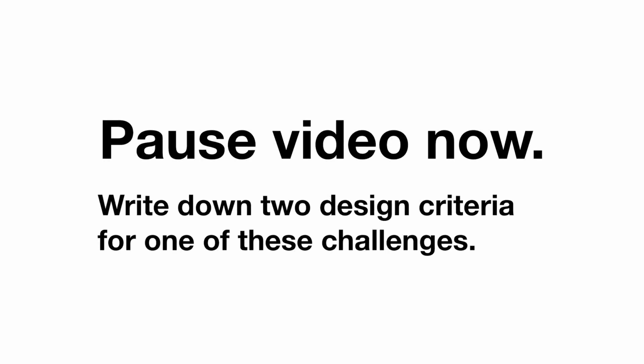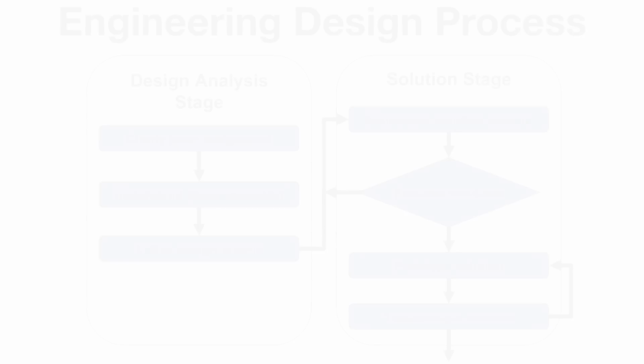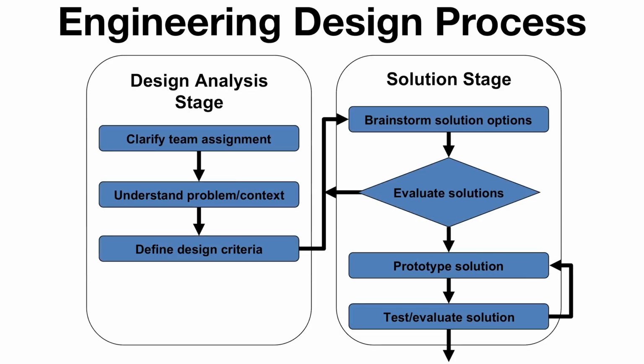So consider the water bottle or the portable music player design challenge. Think about 2 appropriate design criteria for one of these problems. Pause the video now, take 2 minutes, and write down 2 design criteria for one of these challenges. Remember to keep your design criteria quantitative. Armed with the design criteria, your team can now move on to the solution stage.